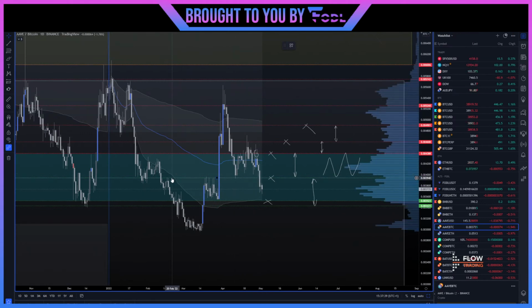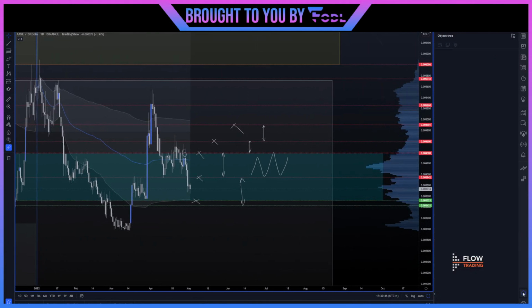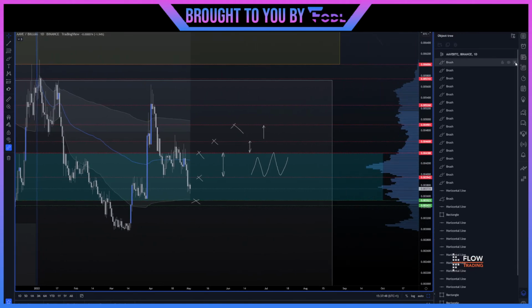AAVE versus BTC. Okay, so again, another key level that got lost there. So I'm going to put that as red now because it should act as resistance. And I'm going to delete some of those scribbles so that we can all make sense of that.